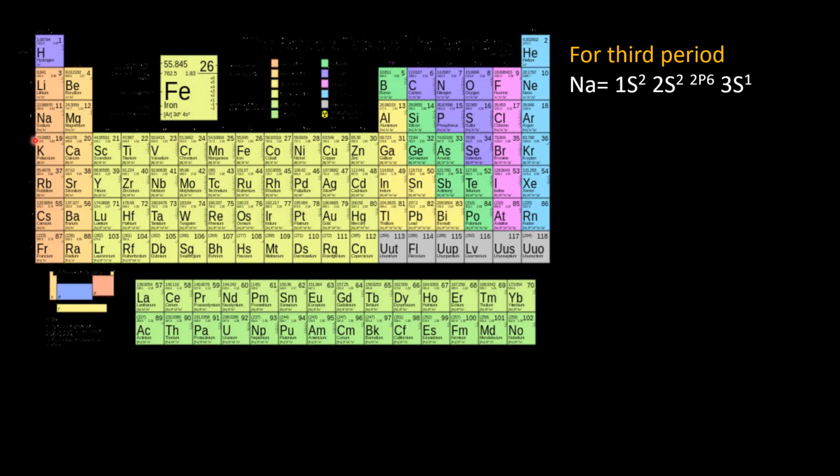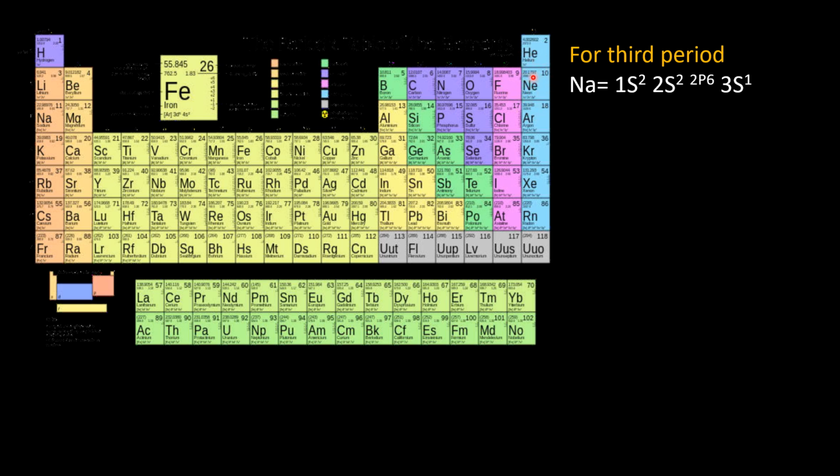For the third period we start from sodium, and the sodium atom has the electronic configuration 1s2, 2s2, 2p6, and 3s1. As you can see, if we start from the hydrogen atom, we have the electronic configuration 1s1, and then here 1s2, and here 2s1, 2s2, and then 2p1 up to 2p6. So it's a noble gas configuration.